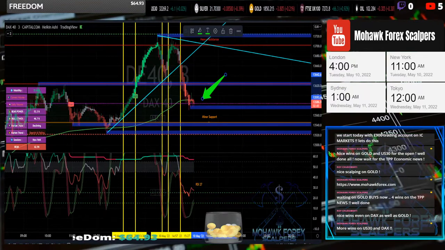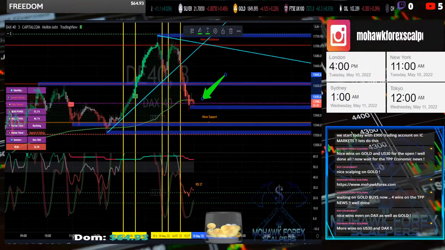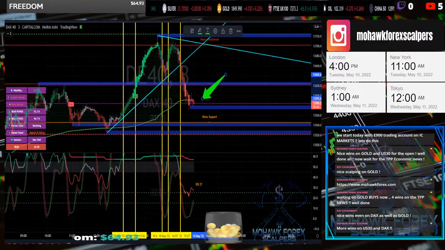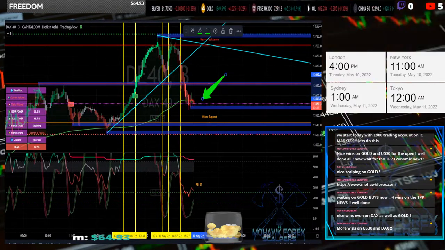How much further does this go? US 30, still wouldn't get a sell. The RSI is just creeping back down again, hitting its head on our baseline.